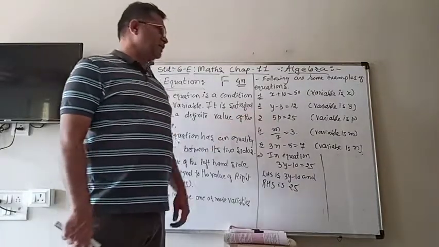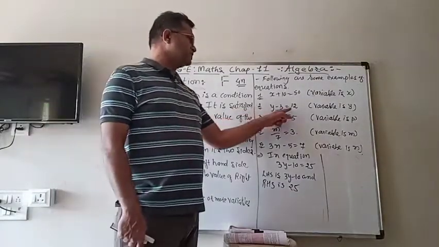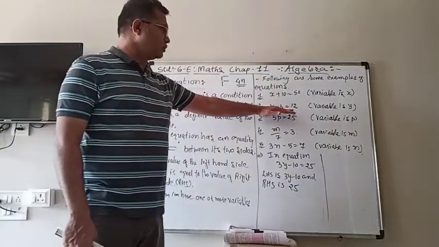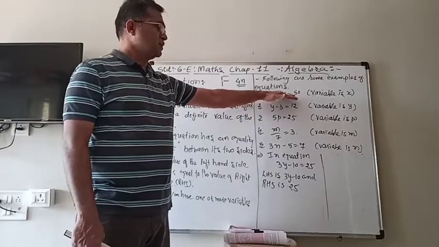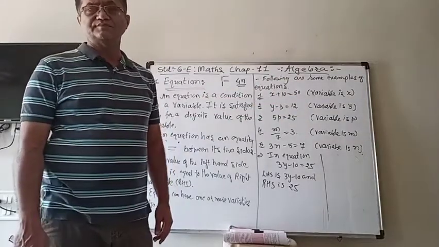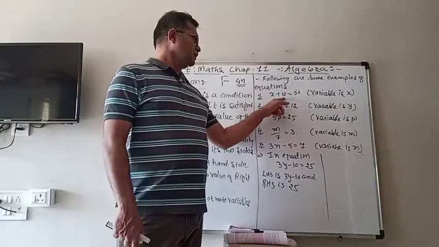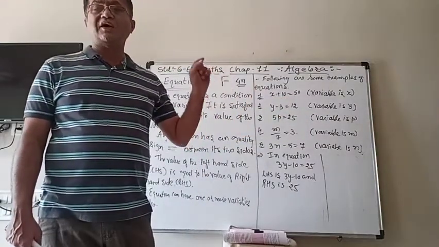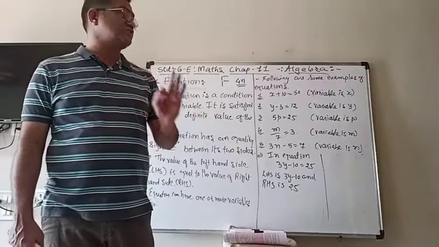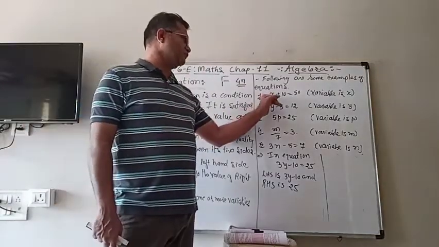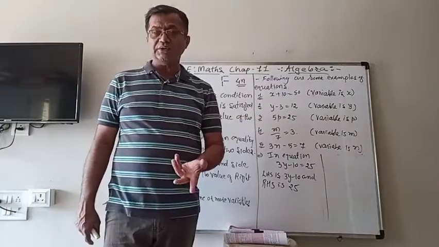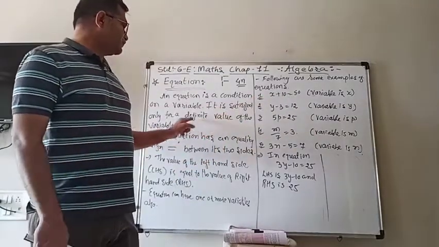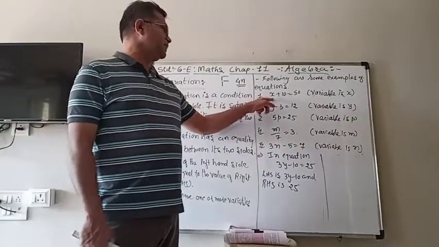Before we go to the next one, you can see what the value of x can be here. We know that 40 plus 10 is 50. This is satisfied only for one value of x, that is 40. If you put x equal to 40, then 40 plus 10 is equal to 50. So it is satisfied only for a definite value of the variable.